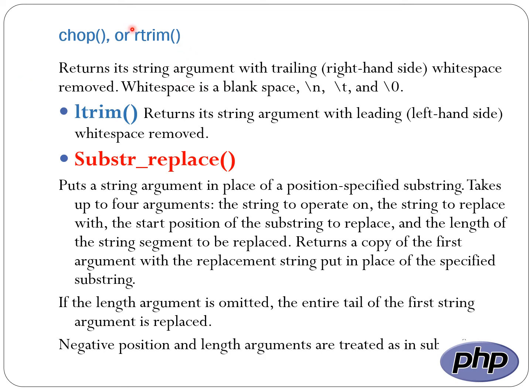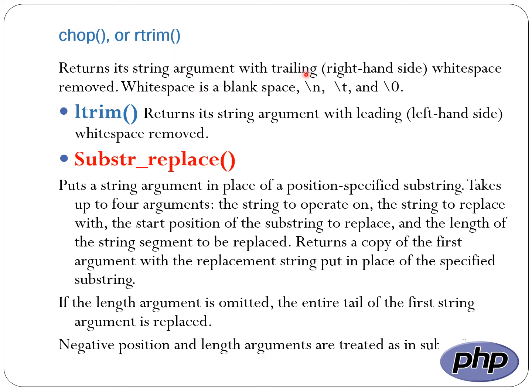The next function that is available in PHP is chop or rtrim. It returns its string argument with trailing right hand side white space removed. White space is a blank space, \n, \t and \0. So the chop function as well as the rtrim function is used for removing white spaces from the right hand side. If a string value has some blank spaces on its right hand side, we can remove them using the chop or rtrim function.